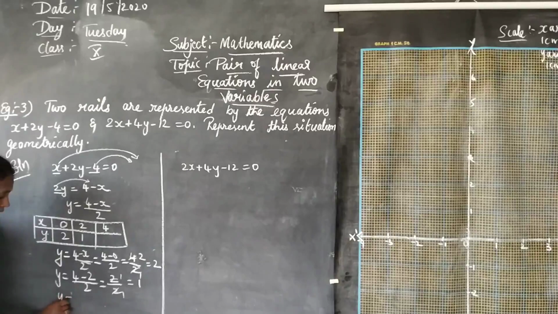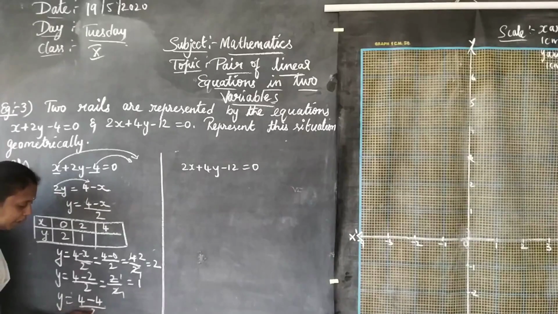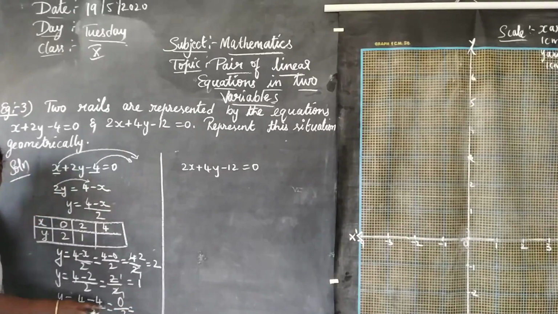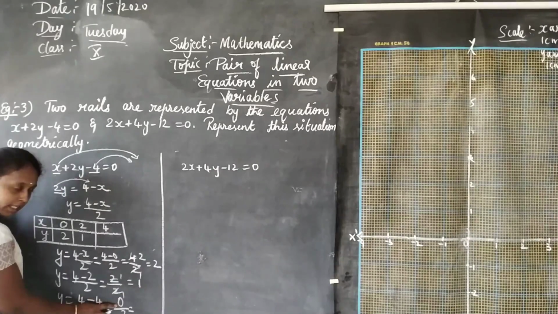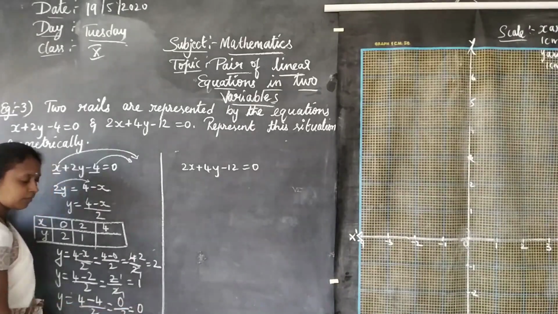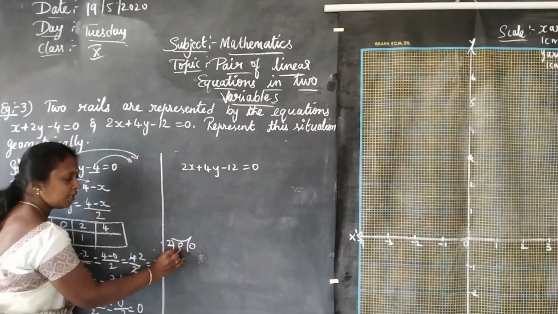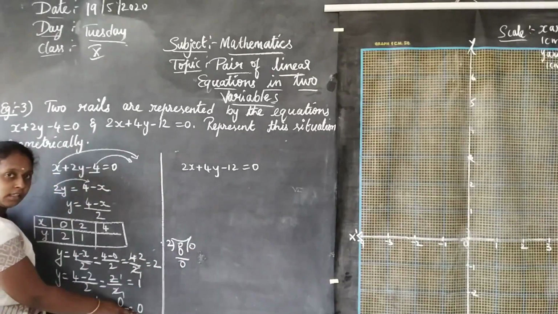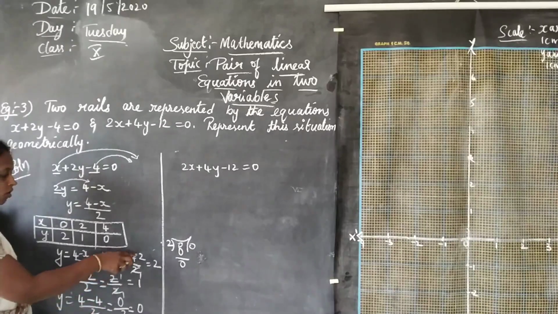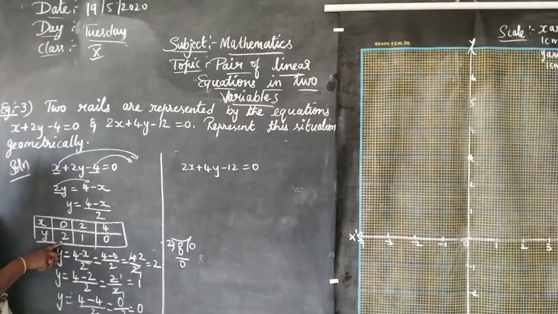Next, y is equal to 4 minus, what is the next x value I have taken? 4. 4 minus 4 is 0, divided by 2. 0 divided by 2 is what? 0, right? 2 zeros are 0. So 0 divided by 2 is 0. I got 0. Is it clear, children? So (4 minus 4) by 2 is 0 by 2, which is nothing but 0. I got the answers 2, 1, 0.